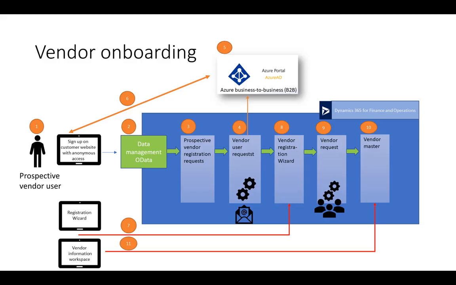A vendor signs up on a website that is hosted by the customer. The website is anonymously accessible. The request is imported into finance and operations. The customer starts the process to create a new user account. The vendor user account will have limited access to finance and operations, which uses Azure Business-to-Business Collaboration, also known as B2B. The new vendor signs into finance and operations and enters his or her information in a registration wizard.